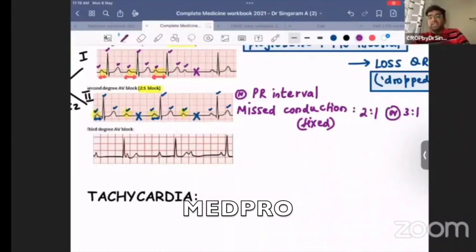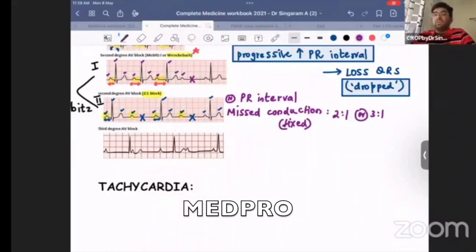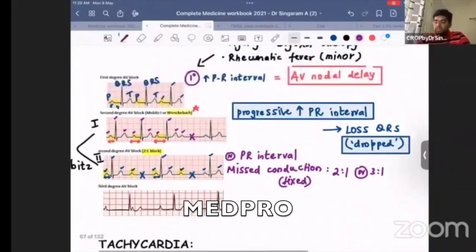So this is second degree heart block, Mobitz type 2, wherein there is a normal PR interval, but there is a fixed and missed conduction in the form of 2:1 or 3:1. Are you able to understand this? Everybody able to understand this? Okay, right? Are you able to follow? Very correct. This is what you have to remember.